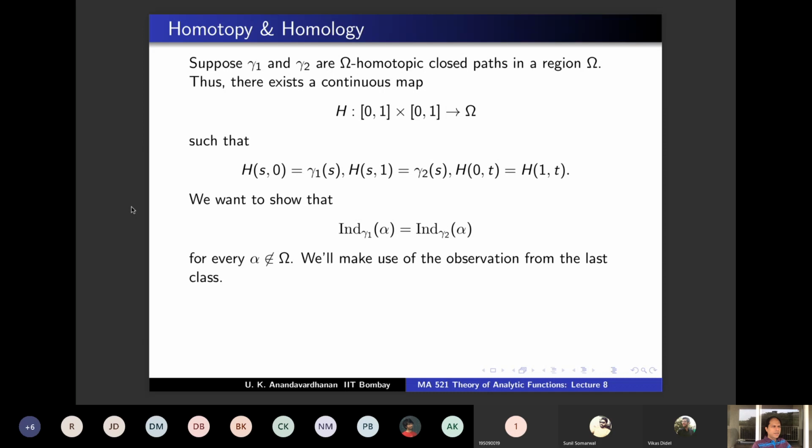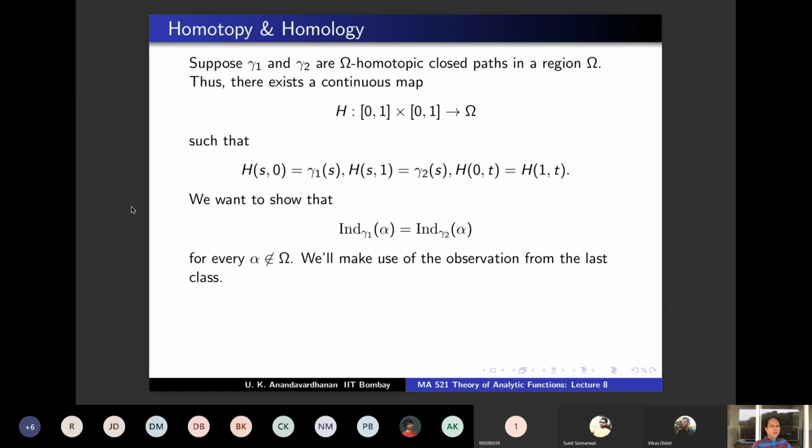Then we showed that the index of alpha, this point alpha with respect to gamma 1, is equal to the index of alpha with respect to gamma 2. This is what we are going to use. So here you have two paths, gamma 1 and gamma 2, and you want to say that the index of alpha with respect to gamma 1 is the index of alpha with respect to gamma 2.